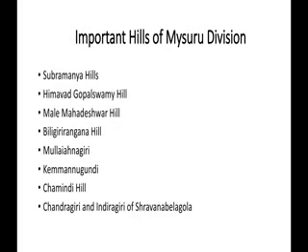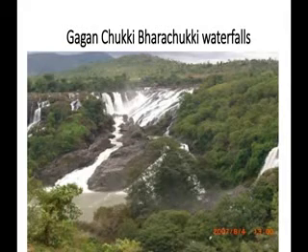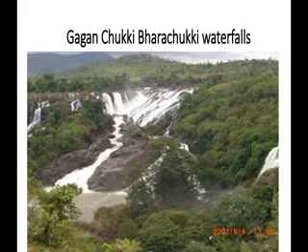There are some rivers that flow in the Mysore division: the Kaveri, Hemavati, Harangi, Netravati, Kumaradhara, Vedavati, Kapila, Yagachi, and Gangoli. These are the important rivers that flow in the Mysore division. There are also many waterfalls. You can observe here the Gaganachukki and Bharachukki waterfalls in the Mysore division, and also Abbe Falls, Irupu Falls, and Hebbe Falls.